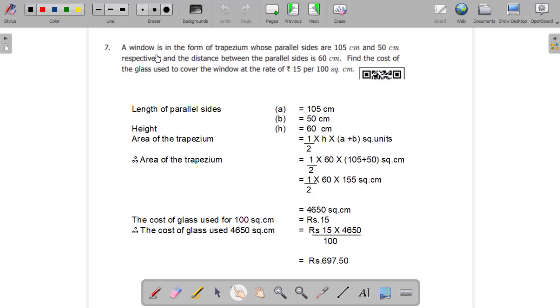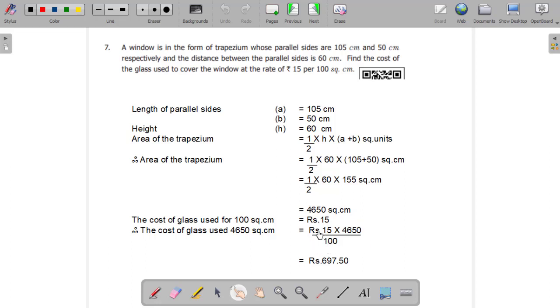Question number 7. A window is in the form of a trapezium whose parallel sides are 105 centimeter and 50 centimeter respectively and the distance between the parallel sides is 60 centimeter. Find the cost of the glass used to cover the window at the rate of rupees 15 per 100 square centimeter. We can also use the same steps as we did in our previous sum. First we find out the area of the window, then the cost of glass used for 100 square centimeter is equal to rupees 15. Therefore the cost of glass used for 4650 square centimeter is equal to, first we have to form an expression like this.